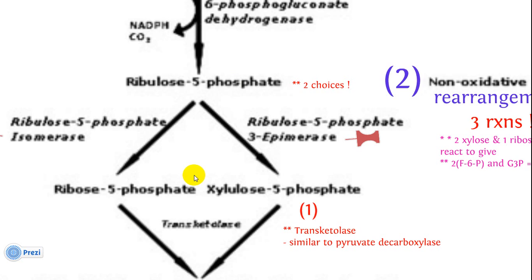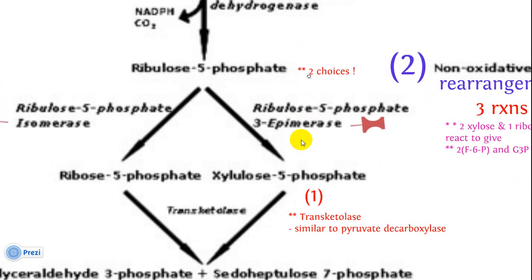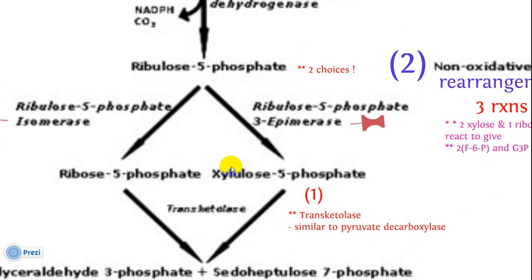Xylose and ribose are not a lot of use for the cell. So the cell will change them into those two compounds, fructose 6-phosphate and glyceraldehyde 3-phosphate, to produce ATP. Okay, so how the xylose and the ribose are going to be converted to other useful compounds is through something we call rearrangement reactions.